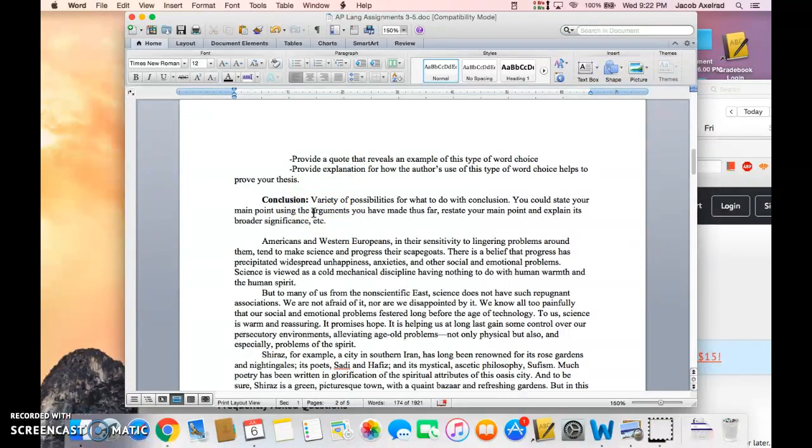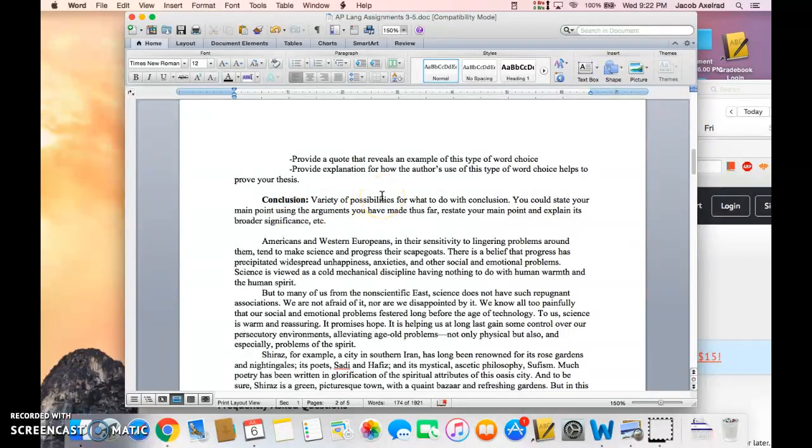For your conclusion paragraph, there's a variety of possibilities that you could do. You could state your main point using the arguments you've made thus far. You could restate your main point and explain its broader significance, etc. So just what you typically do in a good conclusion paragraph.